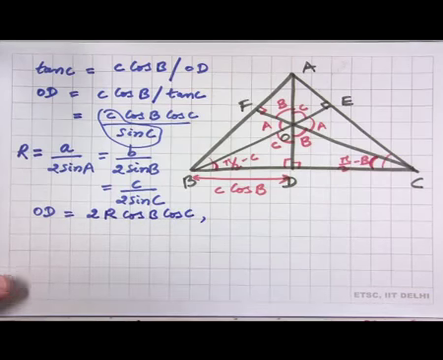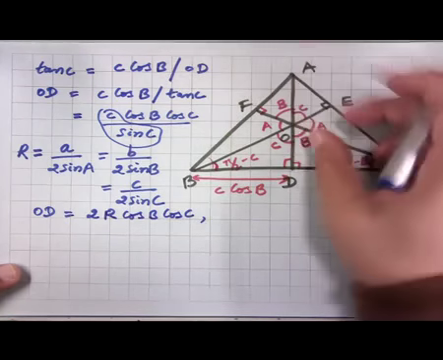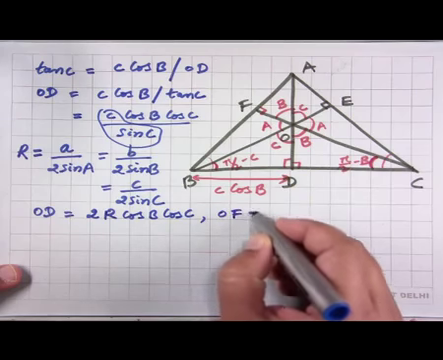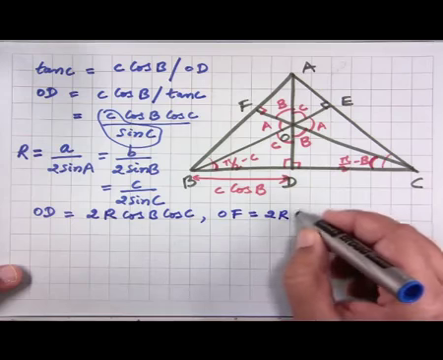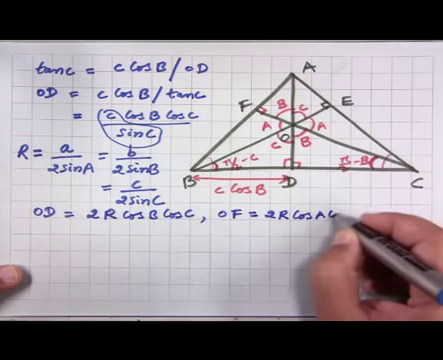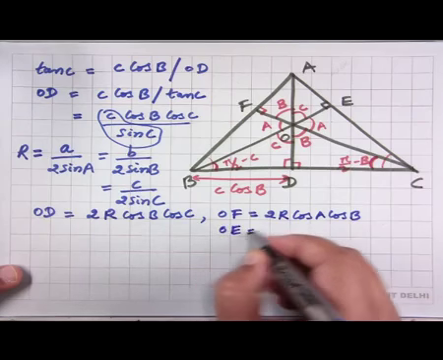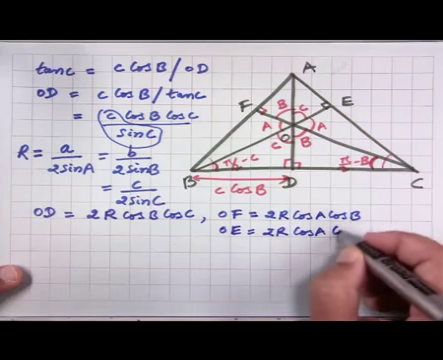In a similar manner, we can also write the expressions for the lengths OF and OE. It is not very difficult to show that OF is equal to 2R times cos A times cos B, and OE is equal to 2R times cos A times cos C.